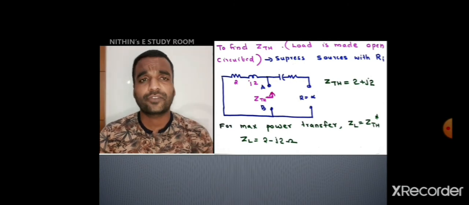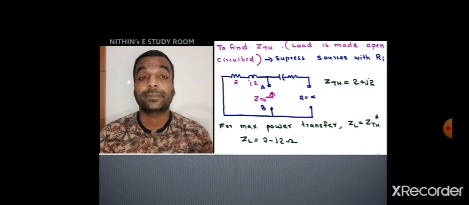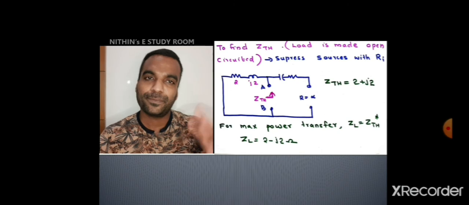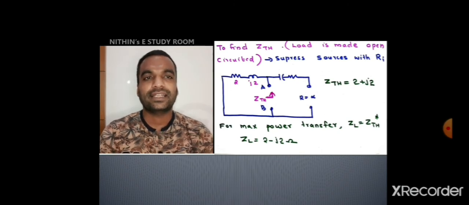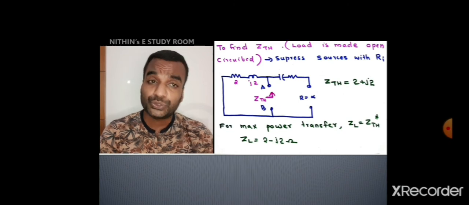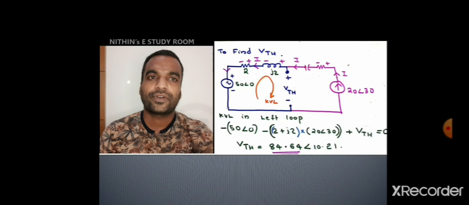So in case 1, we know that for maximum power transfer, Z load should be the Z Thevenin conjugate. Conjugate means plus J2 will become minus J2. So ZL is equal to Z Thevenin conjugate, that is 2 plus J2 conjugate, which is 2 minus J2. Now I'm going to find the VThevenin.